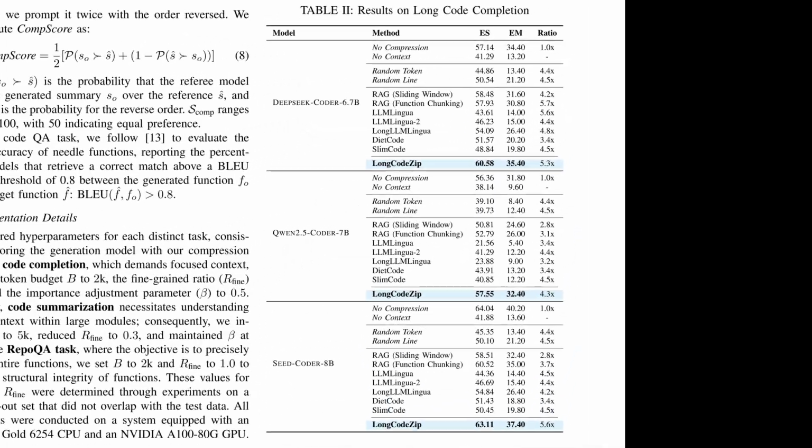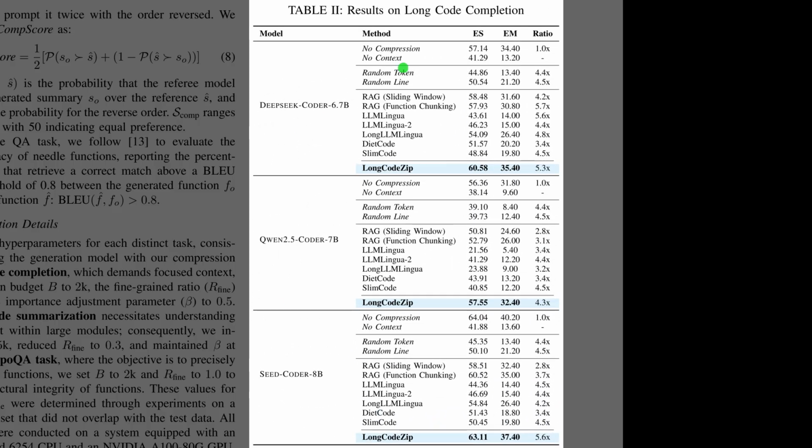token limit. So, Table 2 shows long code completion results, highlighting that compression can stay accurate while cutting context. Edit similarity, which measures partial correctness by the fewest edits needed, reaches about 57.6 for Qwen 2.5 Coder 7B. Exact match is around 32.4 for the same model. The compression ratio is about 4.3 times, which reduces cost because only the most informative blocks are kept. On Coder 8B, the ratio climbs to roughly 5.6 times.